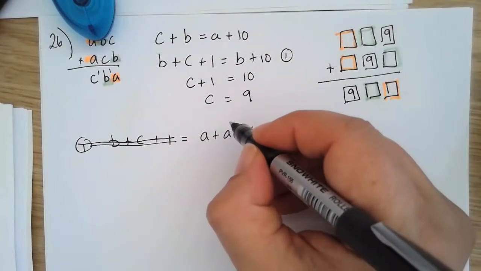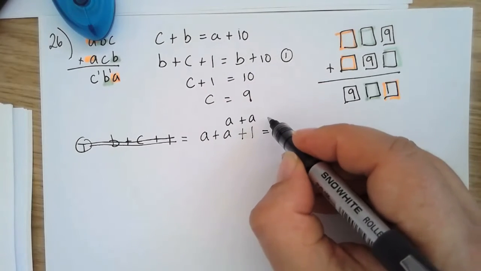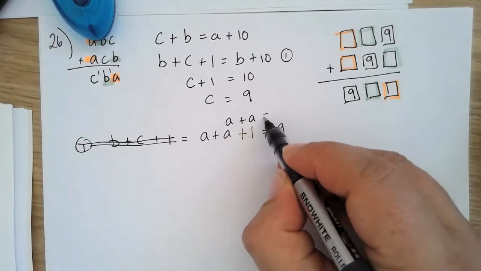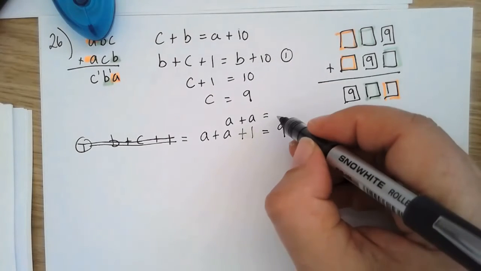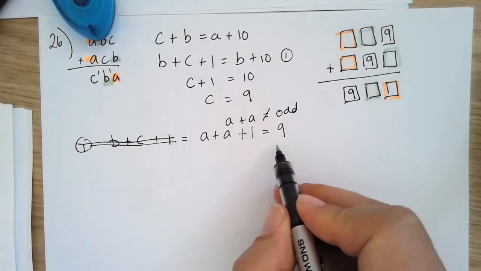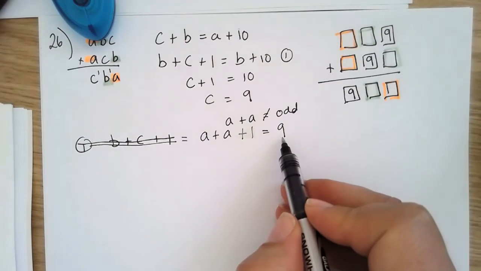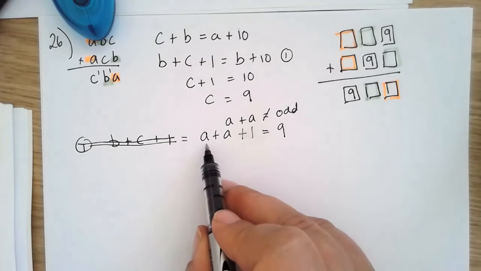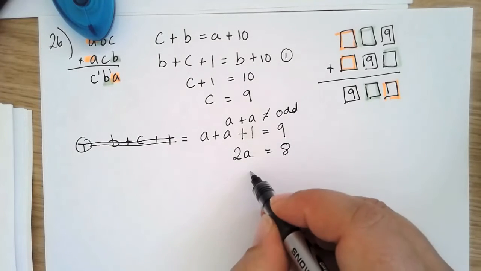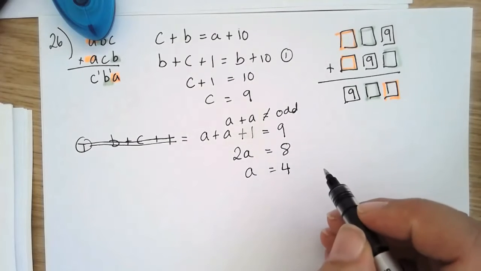It might have been A plus A, but because we've done A plus A, we can't have an integer that is odd. So therefore we have to have a carryover. We're only using single digits, so it's only going to carry a 1 over. So we've got 2A equals 8. A equals, divide both sides by 2, gives us 4.